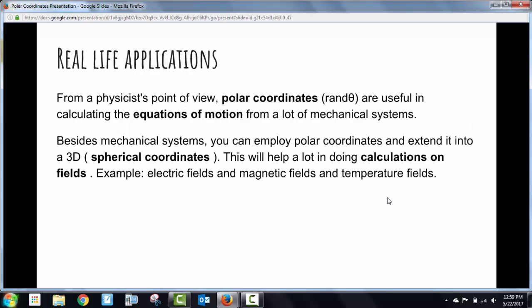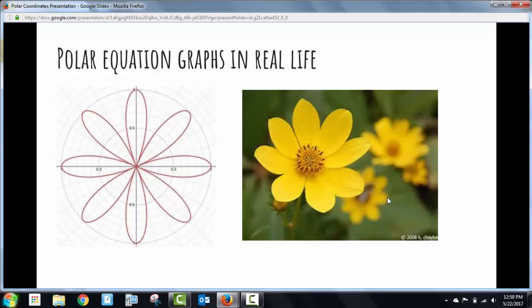Real-life applications. From a physicist's point of view, polar coordinates, r and theta, are useful in calculating the equations of motion from a lot of mechanical systems. Besides mechanical systems, you can employ polar coordinates and extend it into a 3D spherical coordinate. This will help a lot in doing calculations on fields, for example, electric fields, magnetic fields, and temperature fields.